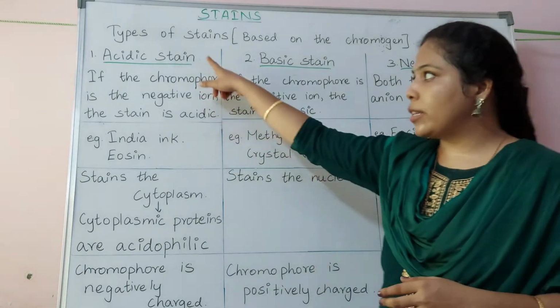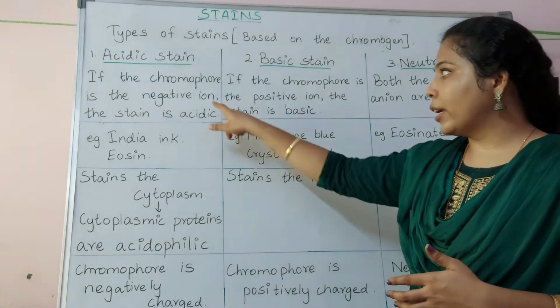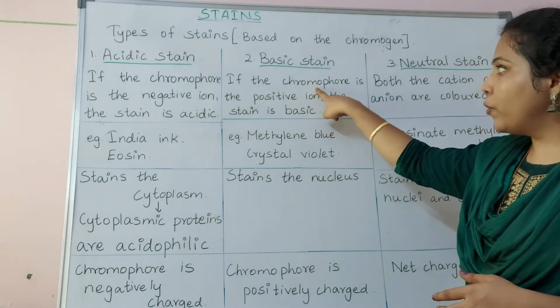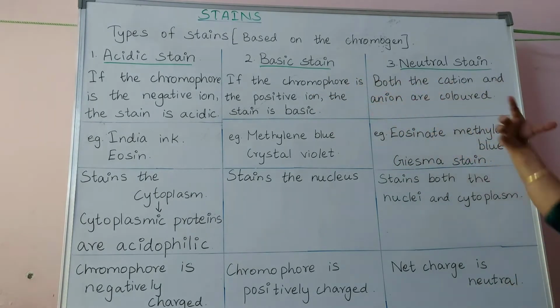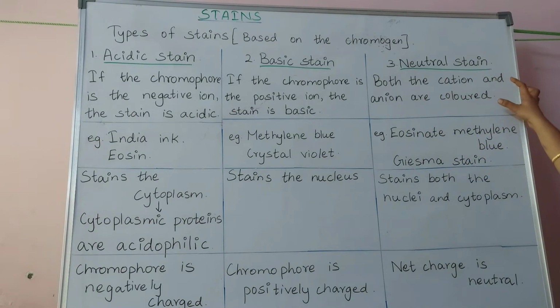First we will see about acidic stains. So if the chromophore is the negative ion, then it is acidic stain. If the chromophore is the positive ion, then it is called basic stain. If both the cation and anion are colored part of a stain, then those stains are called neutral stains. Neutral stains are formed by combining both acidic stains and basic stains.